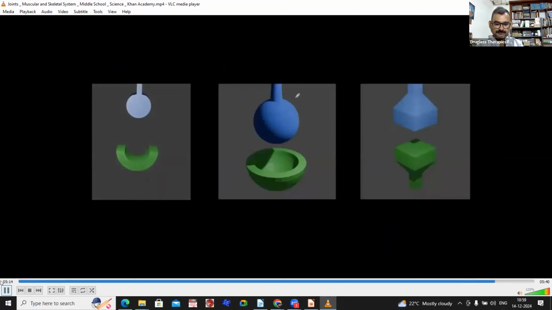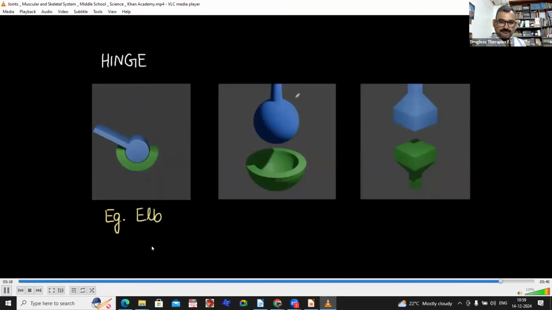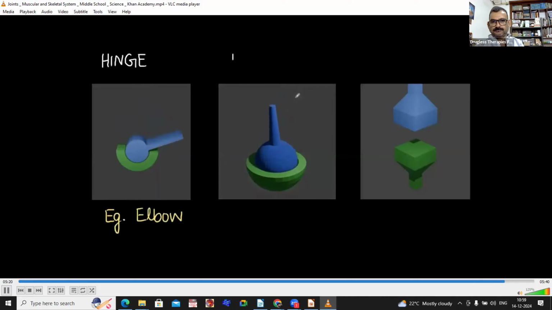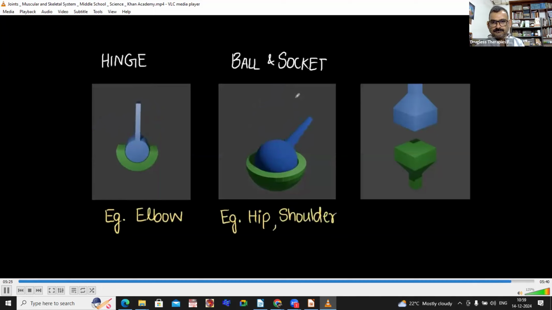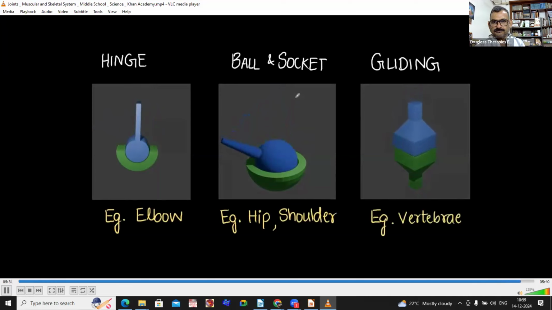Let's just do a quick recap. So this was our hinge joint. An example of where the hinge joint is found is the elbow. This was the ball and socket joint. An example of the ball and socket joint was the hip and the shoulder. And we've had planar or gliding joints. And the best example that we can find of that is the vertebrae.